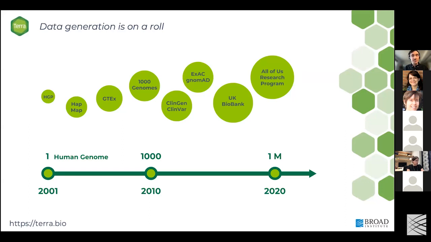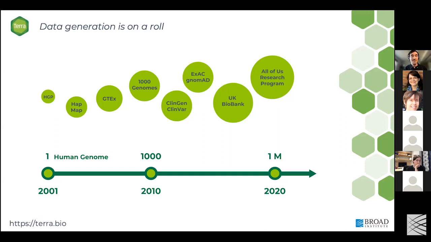I'm sure everyone here at BroadE is familiar with this kind of concept that data generation is on a roll. The research community is producing data sets at an ever increasingly large scale. Think back 20 years ago, the Human Genome Project produced one human genome sequence. 10 years later, projects were on the scale of 1,000 genomes. Today, 2020 and now 2021, big projects like the UK Biobank or the All of Us research program from the NIH are looking to collect data sets of 1 million genomes.